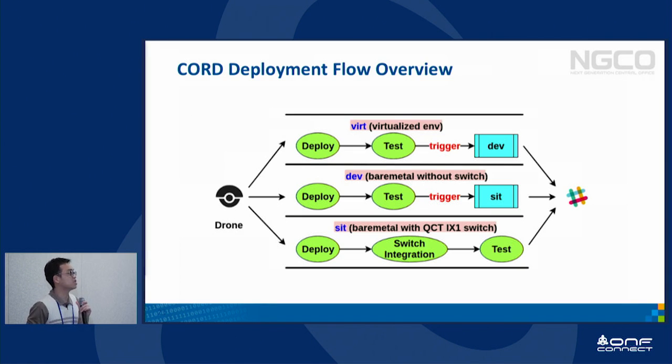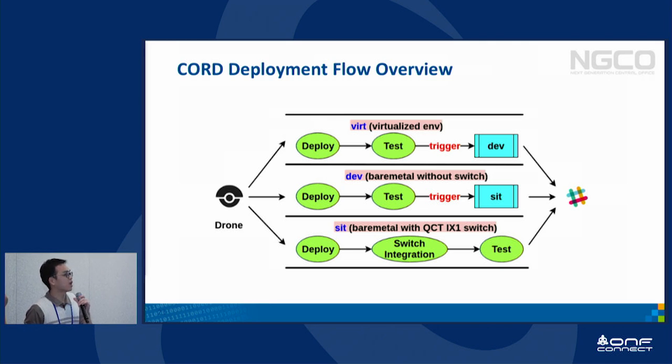This is a picture of the code deployment flow overview. In the QCT lab, we have 3 environments: Vert, Dev, and SIT respectively. In the Vert environment, as its name implies, there are only virtual machines inside. So once the deployment and the tests are done, it will trigger the dev to start. In the dev environment, it's almost identical to the Vert environment. The only difference is the virtual machines are replaced by bare metal servers. And once the deployment and the tests are done, it will trigger SIT to start.